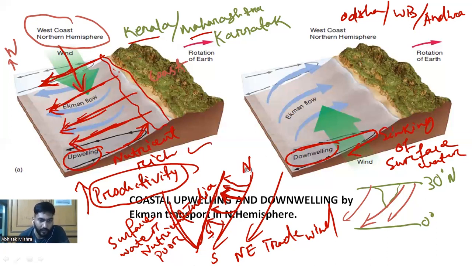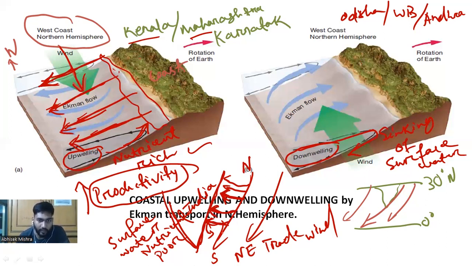Okay. The eastern margin of the Indian subcontinent, or the Bay of Bengal coast, is having less productivity as compared to the Arabian Sea coast because the eastern side is affected by downwelling. As the water column approaches the coast with respect to the wind motion, you can see the wind motion is in a southerly direction. So the resultant motion of the water column is towards the coast.